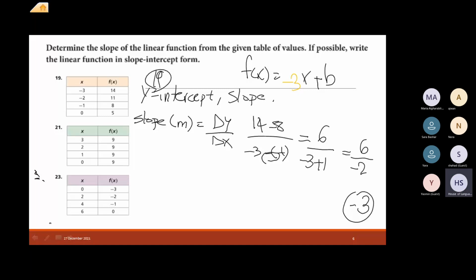14 minus 8, it's okay. 6 divided by 2. Maybe here we have a negative sign. If you divide positive by negative, it gives you negative. The top is positive, the bottom is negative. Positive divided by negative is negative. So now instead of writing m, I will write negative 3. Is it clear?